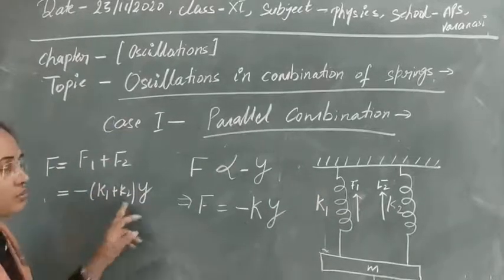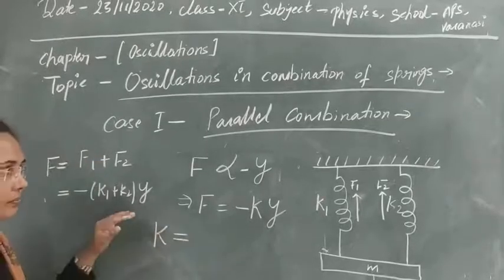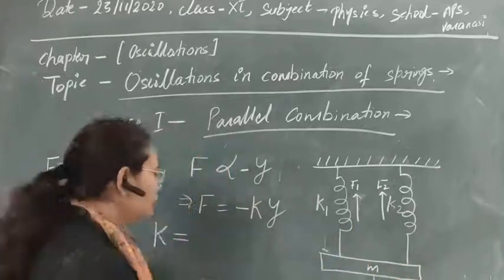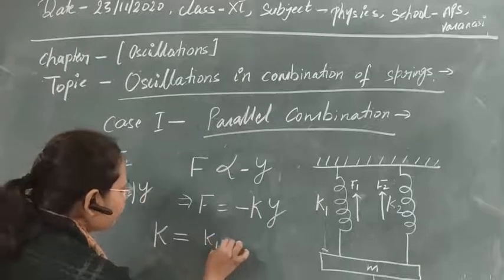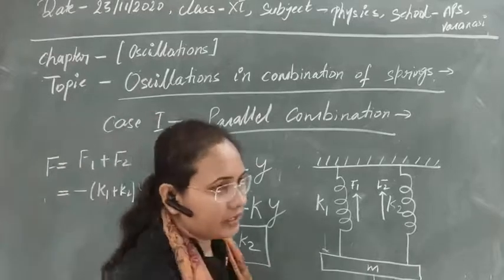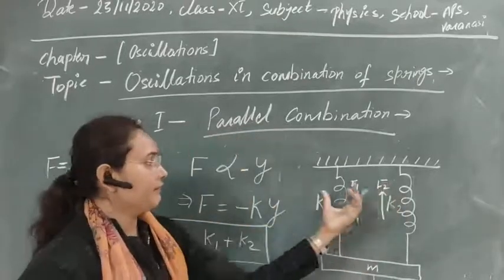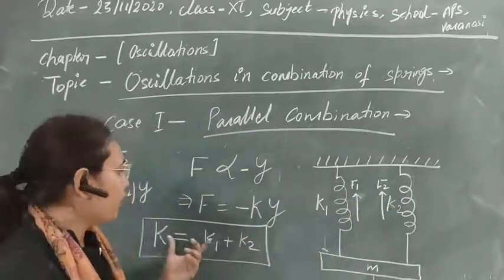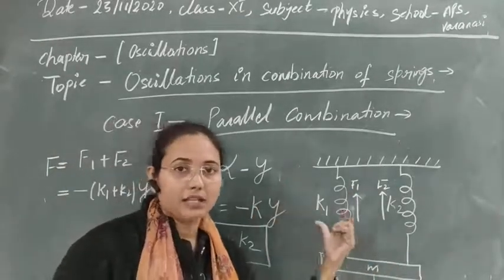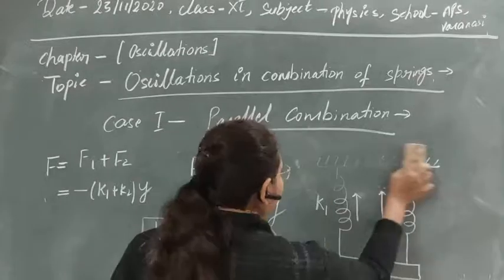With the help of these two equations you can compare them. So we can easily get the spring constant for the combination of two springs when they are combined in a parallel way. This K will be equal to K1 plus K2. So if we know the spring constant of parallel combinations of different springs, we can easily solve it and calculate the time period of this system, where the two springs are combined in a parallel way.